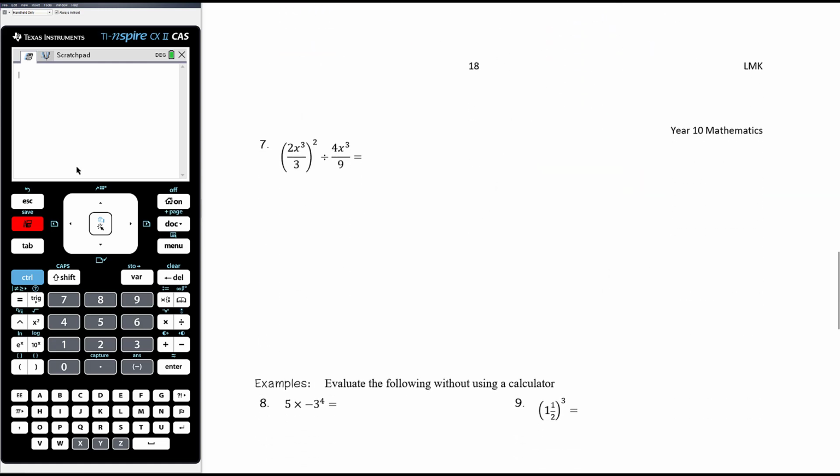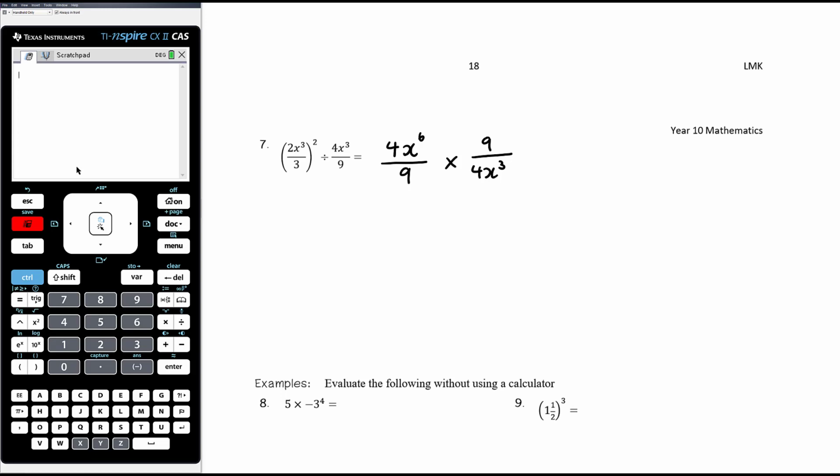Okay, and question 7. Again, I'm going to focus on brackets first. I'm also going to focus on what it is to divide by a fraction. I know it's the same as multiplying by the reciprocal. Okay. So we'll deal with those two things first. So let's expand out this bracket at this first fraction. So we're going to have 2 squared, which is 4, x cubed and then squared, which is x to the power of 6, over 3 squared, which is 9. And I'm going to multiply by, and I'm going to flip this second fraction, 9 over 4x cubed.